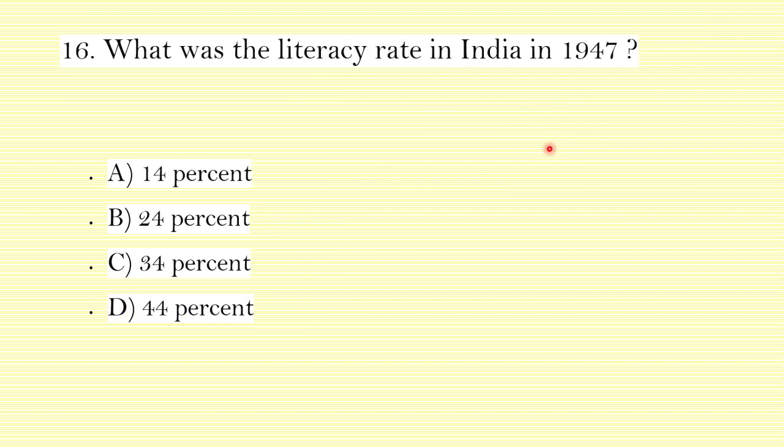Next question. What was the literacy rate in India in 1947? It's a direct answer: 14 percent. The literacy rate of India was only 14 percent in 1947.